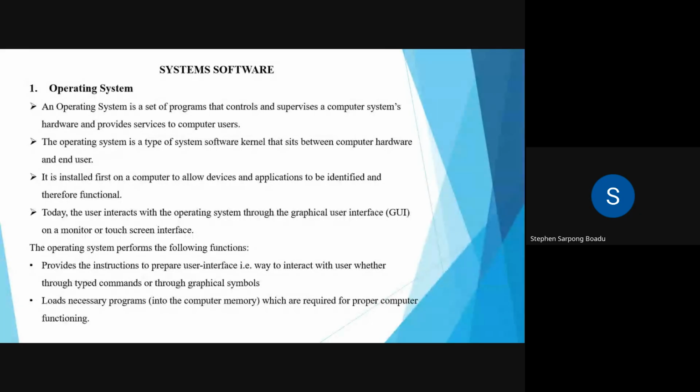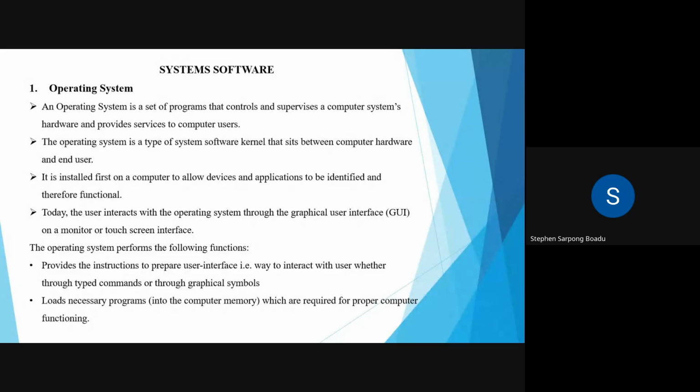We said that it's a set of programs that controls and supervises a computer system's hardware and provides services to computer users. So an operating system is a set of programs that controls and manages computer hardware, and it also provides services for users and application software.